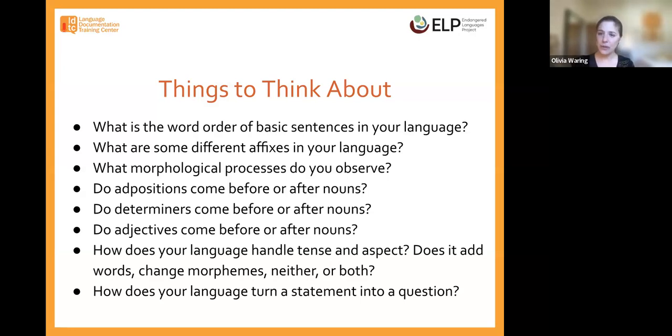How does your language deal with verbs? How do you assign tense and aspect to verbs and describe when a verb or an action happened in time? How do you invert a statement so that it becomes a question? So these are all things that should be on your mind as you're beginning to document your language.